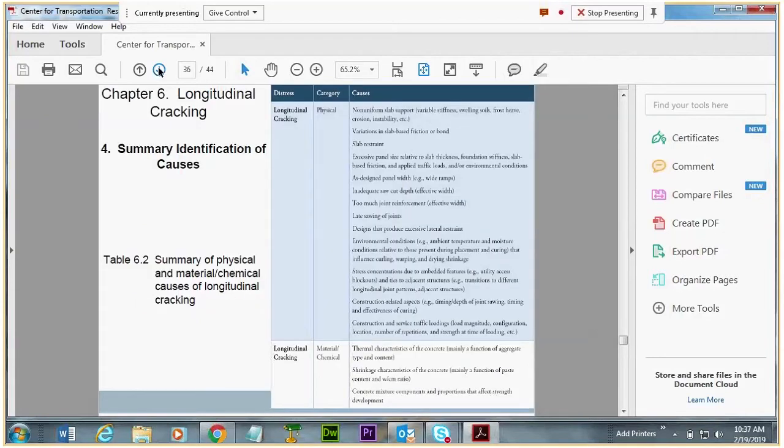And then we would look at, right off the bat, because we wanted people to understand some of the distresses on every chapter, this one being longitudinal, what category did it fit in? Did it fit into a physical category? Did it fit into a material or chemical category? And so we identified the causes. Before we get into the evaluation, we want to identify the causes and then give them a quick summary table along with dialogue when they want to delve into it a little bit more. Next slide, please.